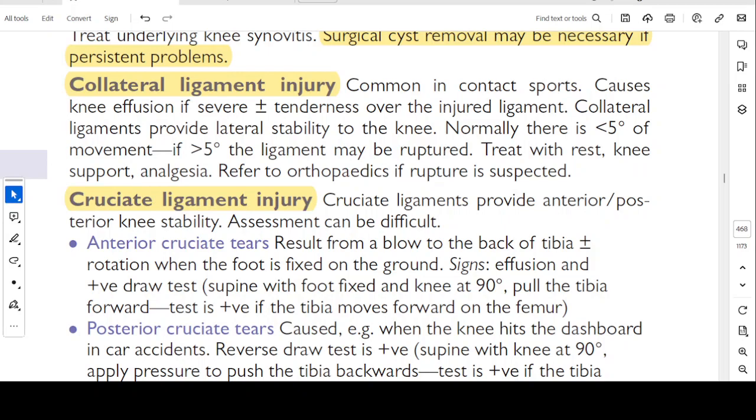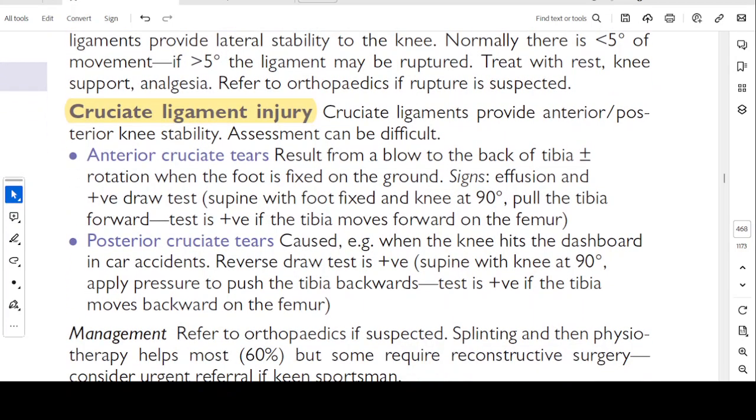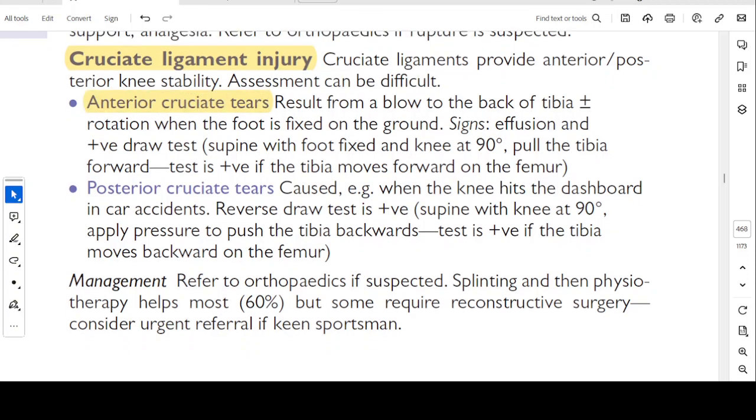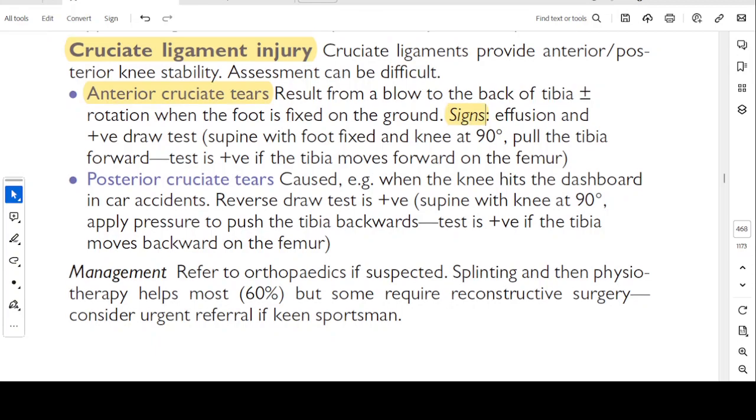Cruciate ligament injury. Cruciate ligaments provide anterior posterior knee stability. Assessment can be difficult. Anterior cruciate tears result from a blow to the back of the tibia plus rotation where the foot is fixed on the ground. Signs: effusion and positive drawer test.